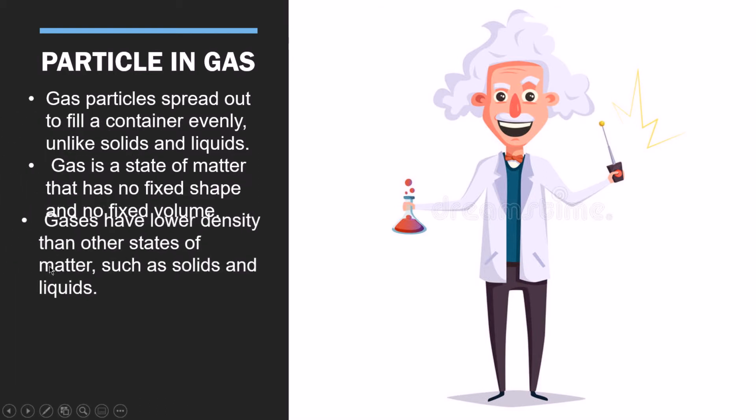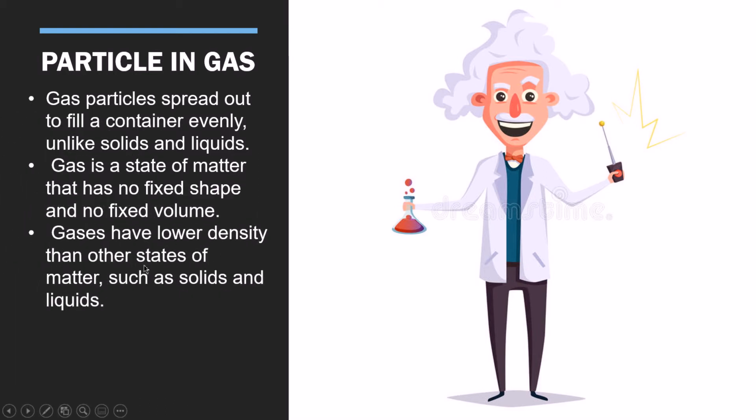Then gas has lower density than other states of matter such as solids and liquids. So gas has a lower density than the other states of matter because the particles are further apart and they're not touching each other. And in solid and liquid, not as much as in solid and liquid, but a little bit, the density is lower, okay?